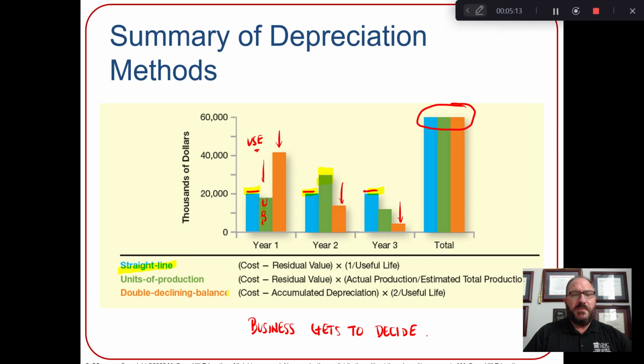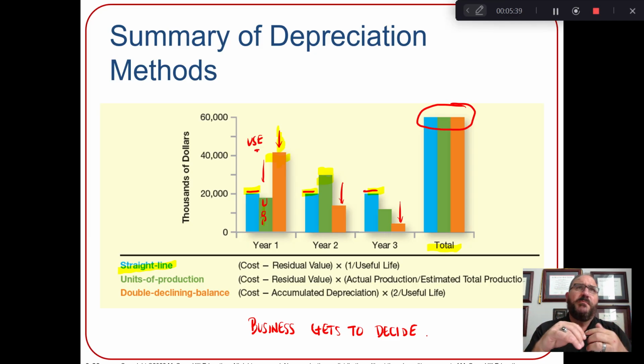And then double declining balance, notice what happens. Look how much, we took most of the depreciation, then less, then less. But notice at the end, they all total the same. So it really depends upon the business. The business gets a choice. And again, it depends on what they're looking to do, how they'd like to show it. You know, so for example, we go back to the truck.